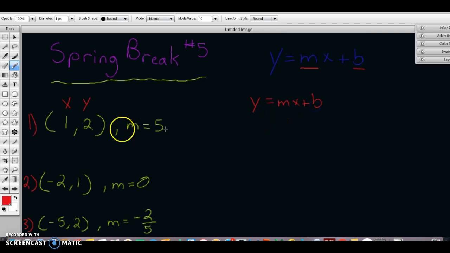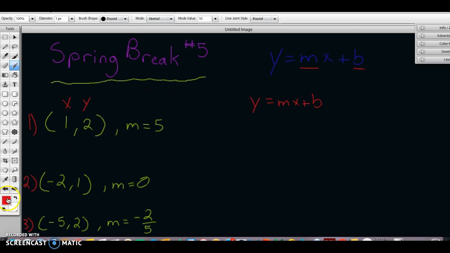What you're going to do is substitute these values into this equation and then solve for b. Once you find b, you plug it back into this same equation to get your equation of the line. So m is going to be 5, y is going to be 2, and x is going to be 1. I'm going to rewrite the equation when I substitute these values.